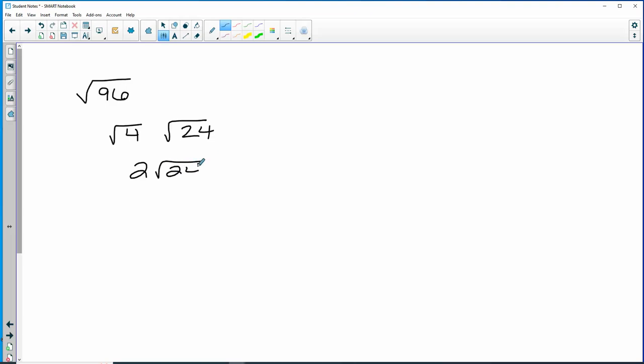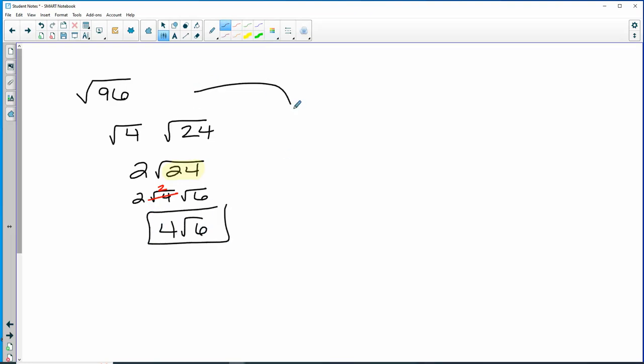Is this as reduced as it can be? No. At the end, you always need to look at the number under the radical. Can it be divided by any perfect squares? Yes. What could I break 24 into? 4. Right, so sometimes you may not get the biggest perfect square the first time. It doesn't mean you're going to get the wrong answer. It means you have to break it down one more time. So the square root of 4 is 2, so that's a 2, times the 2 I already have, and I get 4 radical 6.